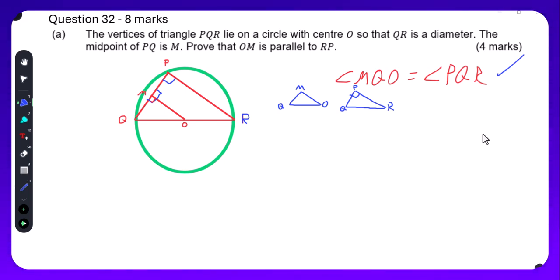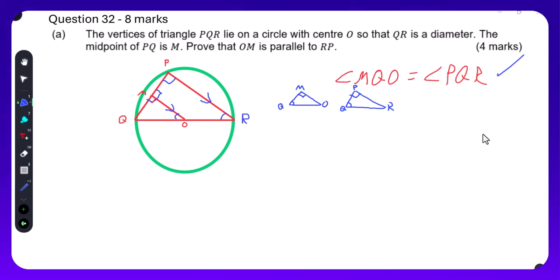And similarly, a chord is bisected by a radius, which means it will be cut in half, so that will be 90 degrees as well. Now, if we've got the exact same angle at Q and the exact same angle at P and M respectively, that means our other angle will be the same. And therefore, if this angle and this angle are the same, they are corresponding, and that means these lines must be parallel. So that's how you would establish it.